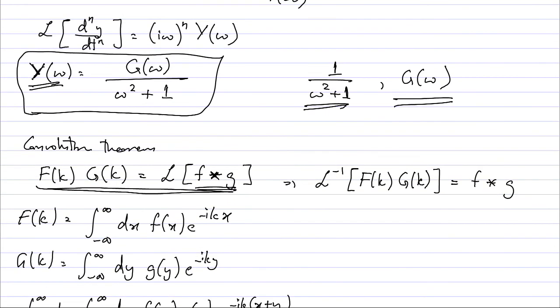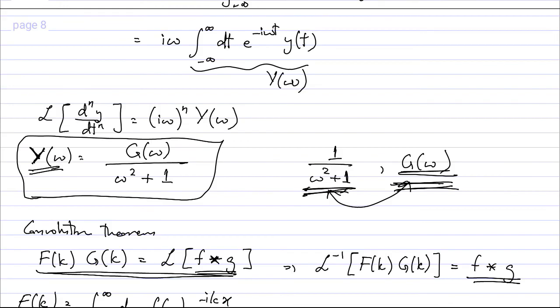So here I have two Fourier transforms, and these two multiplied together give me capital Y. I have to find the inverse Fourier transform of capital Y. To find the inverse Fourier transform of the product of these two things, I just form this convolution integral. So then I just have to write down the convolution integral.